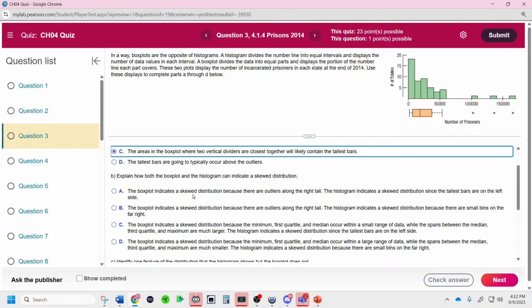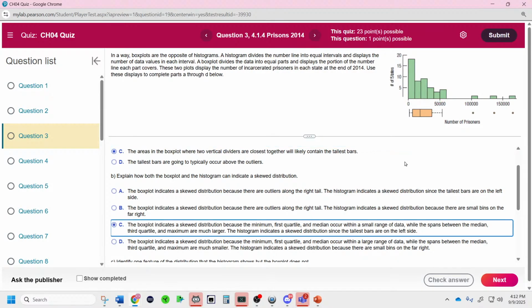Explain how both the histogram and box plot can indicate a distribution is skewed. Well, for the box plot, the quarters are going to get further apart. The box plot indicates a skewed distribution because the min, the first Q, and the median occur within a small data range, while the median, the Q3, and the max go over a large data range. This diagram indicates a skewed distribution since the tallest bars are on the left side. Tallest bars are over here, and then it's right skew.